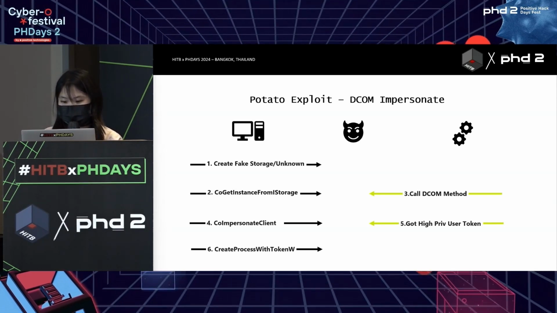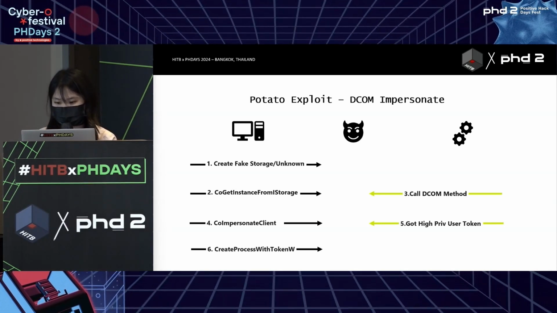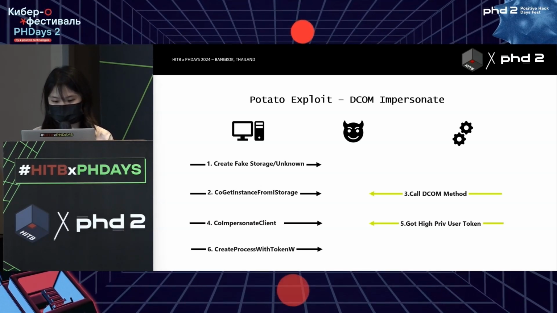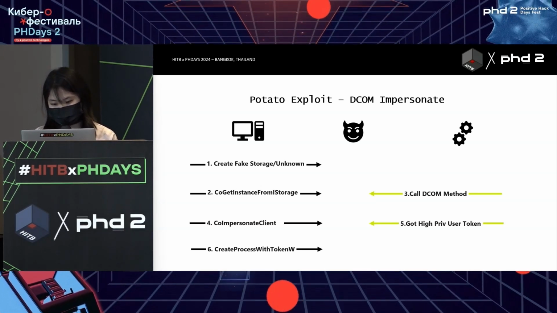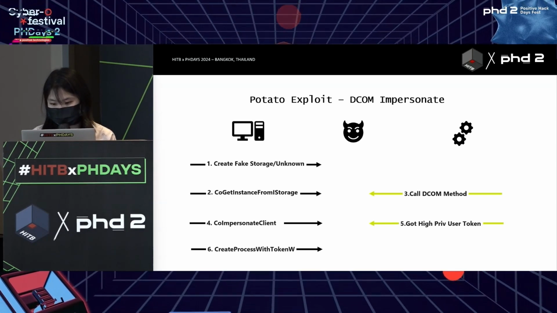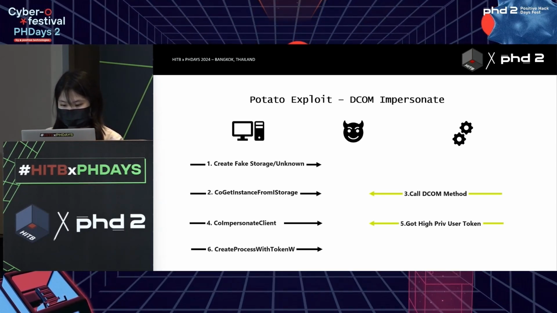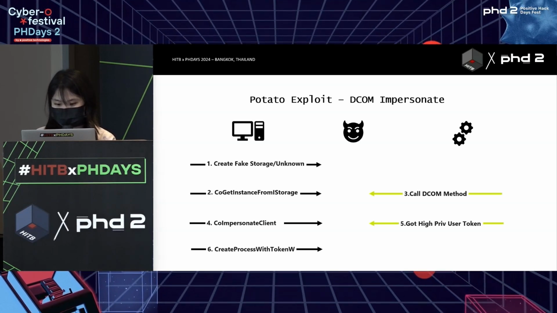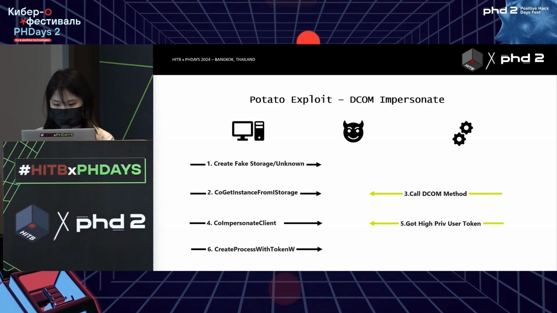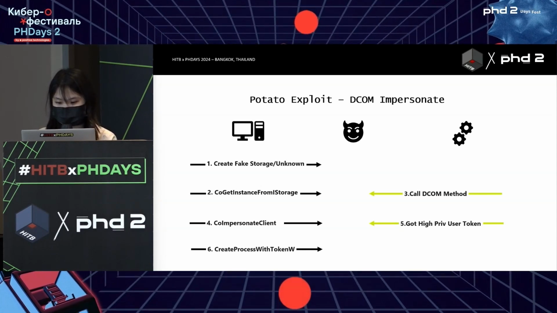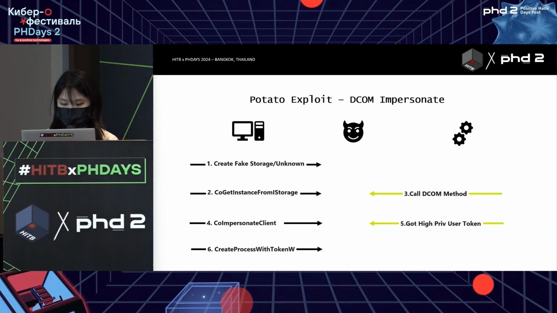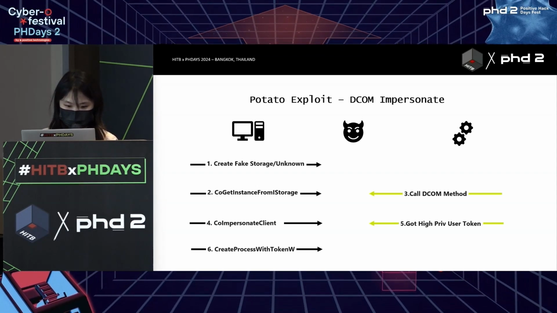objects. In the third step, the release method of the fake storage will be called by a high-privileged user at this time. The fourth step is to call the CoImpersonateClient API to simulate the authority of the caller, and call open thread token to obtain the impersonated token. The fifth step is to use a high-privilege account to create a process to achieve privilege escalation.